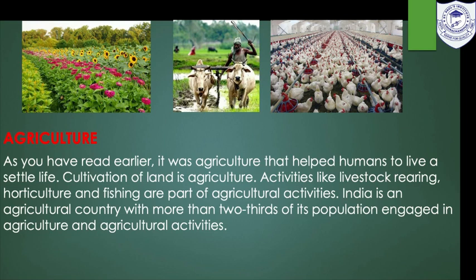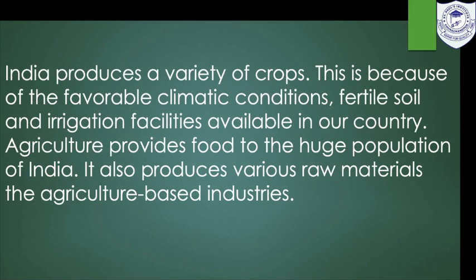And as we can see from the picture itself, India is a country which depends greatly on agriculture. Most of the people in India are engaged in agriculture and agricultural activities. Next, India produces a variety of crops. This is because of the favorable climatic conditions, fertile soil and irrigation facilities available in our country. Agriculture provides food to the huge population of India. It also produces various raw materials for the agriculture-based industries.